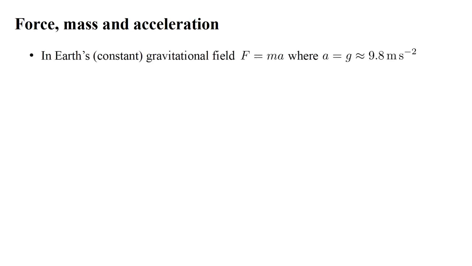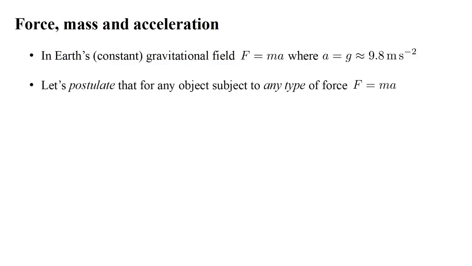Now we have a relation between force, mass, and acceleration. In Earth's gravitational field, force equals mass times acceleration. Let's postulate that this is true for any object subject to any type of force.